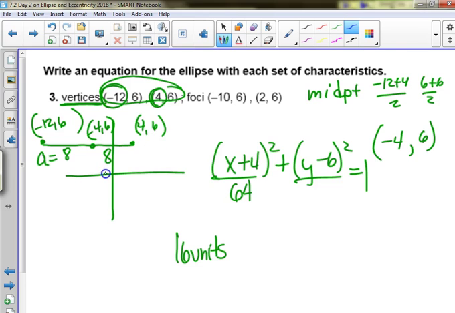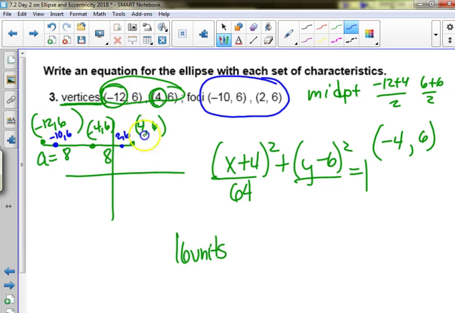I got to admit, this is a tricky one. Finding B is tricky because they don't tell us anything else. But what can we find? The C. If this is negative 10, 6, and positive 2, 6, some of you know C right away because C is the distance you went out to the focus, okay? But let's use a formula just to make us feel a little bit better, like we could do it if we had to.